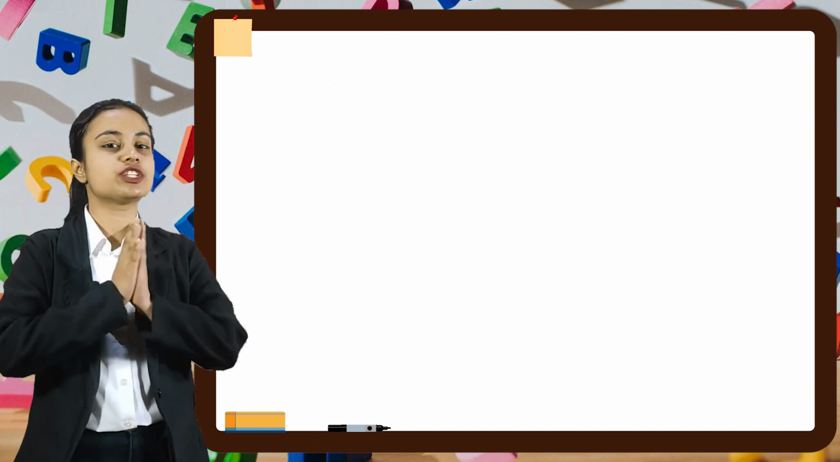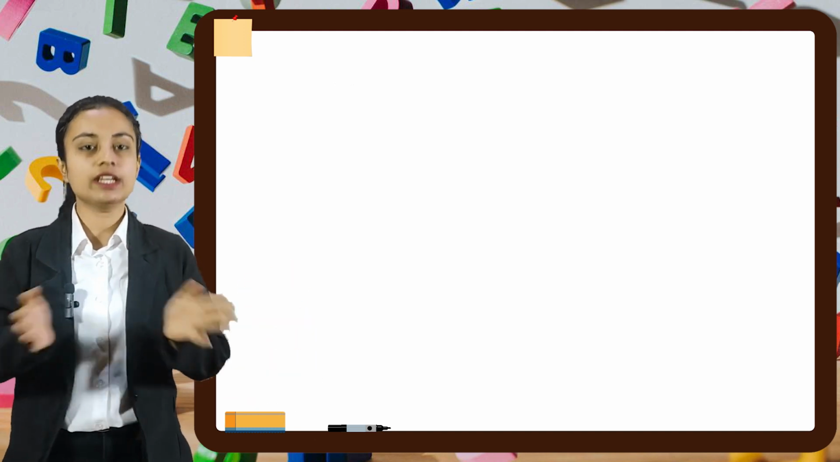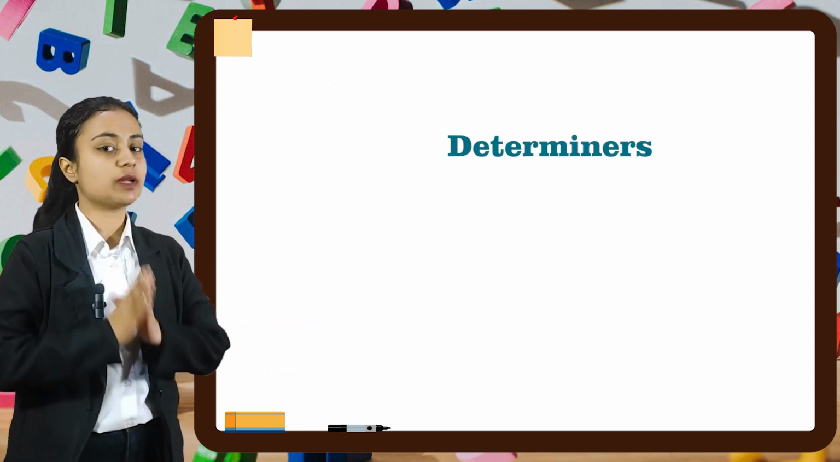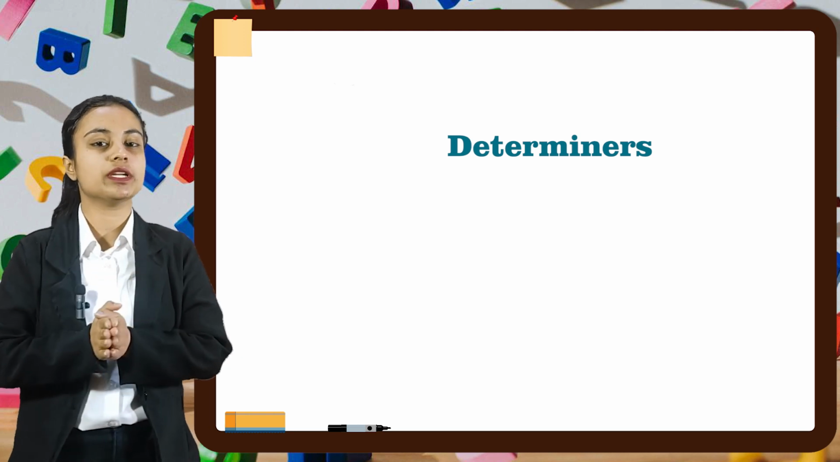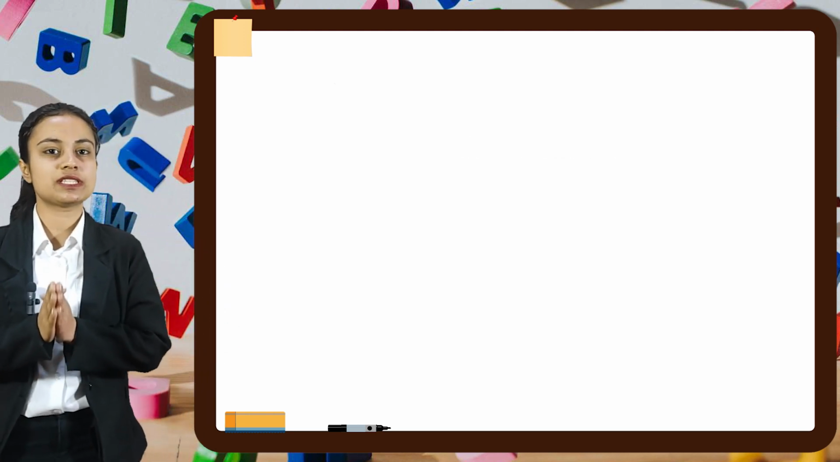I'm your English grammar digital mentor. I'm back in front of you all again with a new chapter, which is chapter number 6 of your books, Determiners. So pick up your pens and let's get started with me. So we'll start with the starter part.